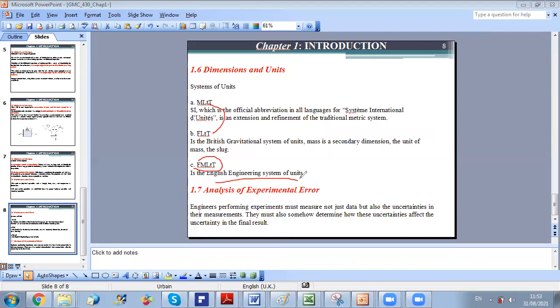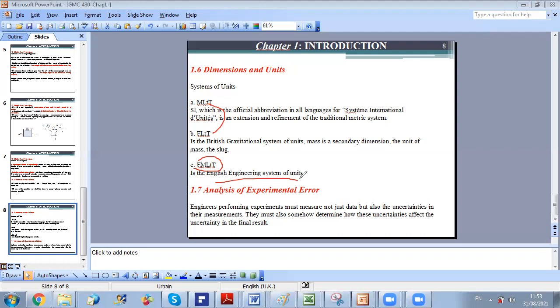Now, to start with, in general, we have two main systems of units. We have the SI system and we have the British system. The SI system is the one that you are more familiar with. It's the International System of Units. In this system, for example, for mass, of course, the unit is kilogram. For force, the unit is Newton.